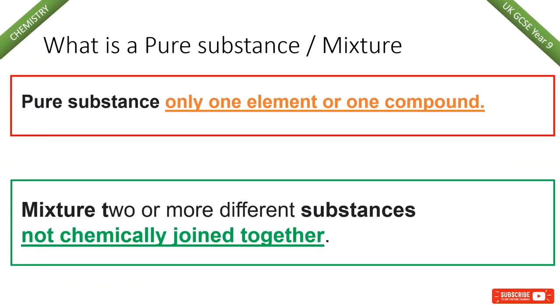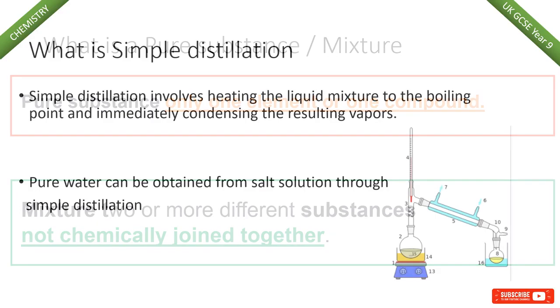What is a pure substance or a mixture? A pure substance consists of only one element or compound. A mixture consists of two or more different substances, not chemically joined together. That's very important, please remember that.